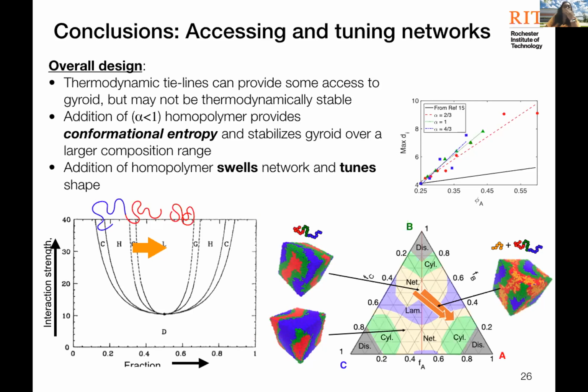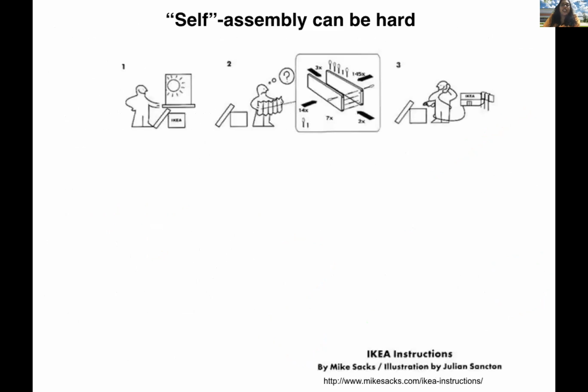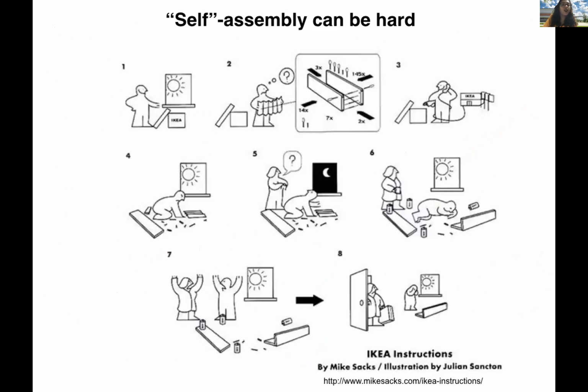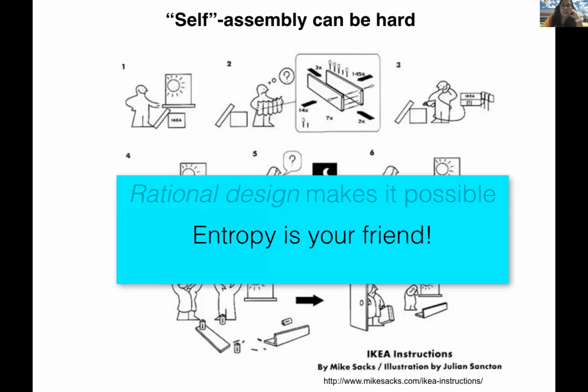And I'm just gonna leave you with a tiny bit of joke. Self-assembly can be hard, especially if you're used to assembling IKEA furniture. And then rational design makes it possible, and entropy is your friend, and the piece is that it's better than customer service.